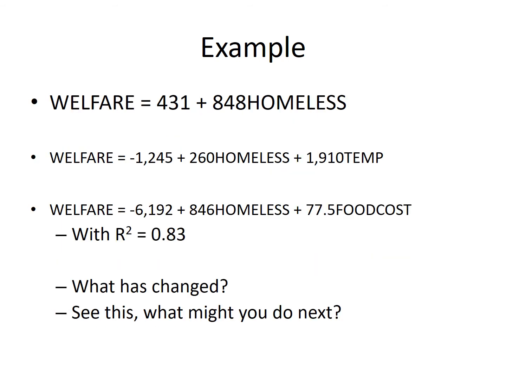So if we added food costs instead of temperature, and we had an R squared of 0.83, it goes down slightly, but we explain 83% of the variance by substituting temperature for food costs. So we also see that the constants change, the slope has changed, and what else might you see from these three different equations?